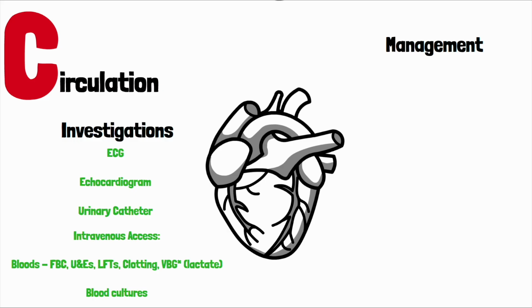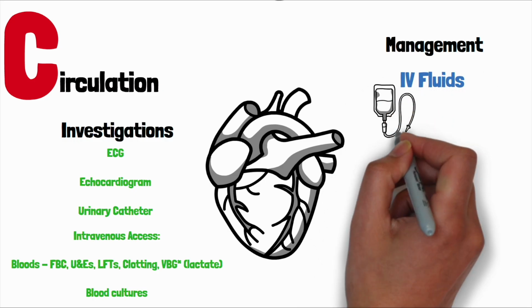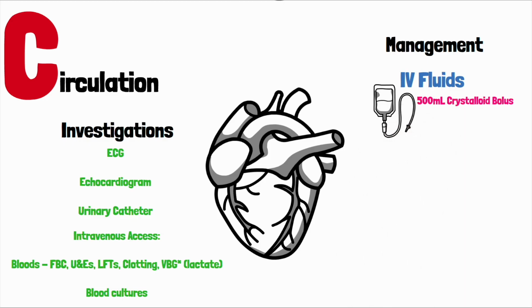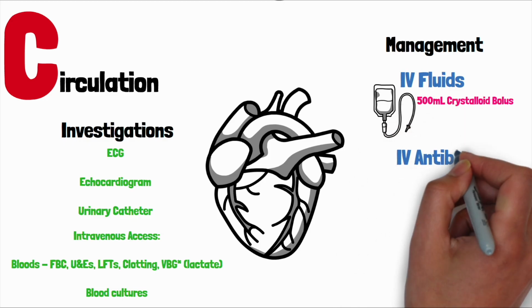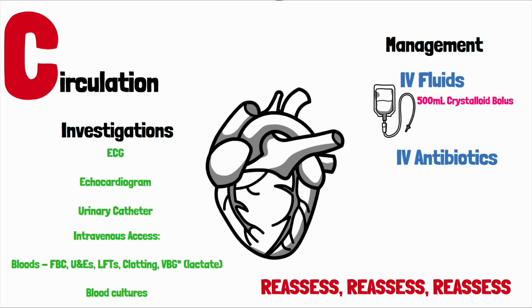Secondly, once IV access is established, you can administer important medications, including a 500 ml crystalloid fluid bolus for a shocked patient, or intravenous antibiotics. Again, remember, if you are going to intervene, make sure you reassess your patient and you are happy before moving on to the next step.